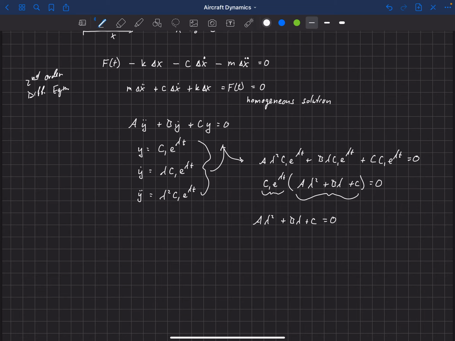And so the solution to that is that lambda is equal to negative b plus or minus the square root of b squared minus 4ac, all over 2a. Okay, so that's our solution there. Okay, so let's see how this applies back to our original problem now.